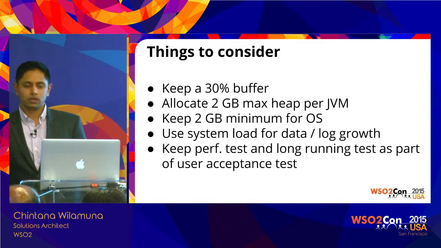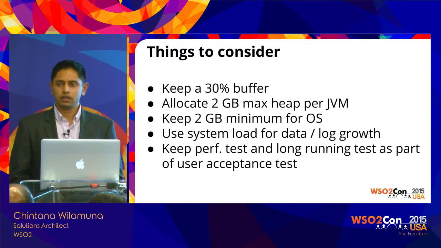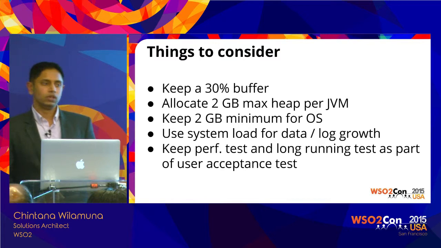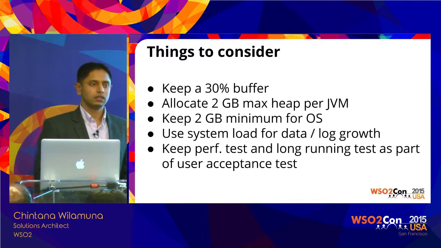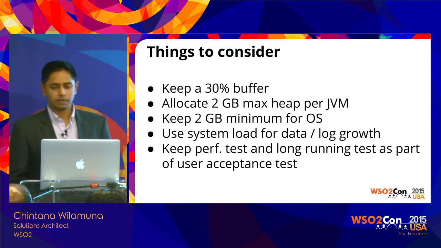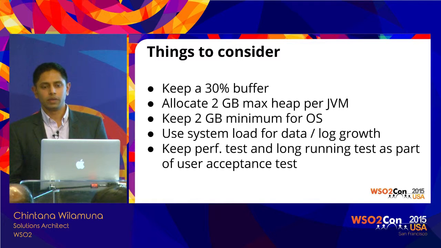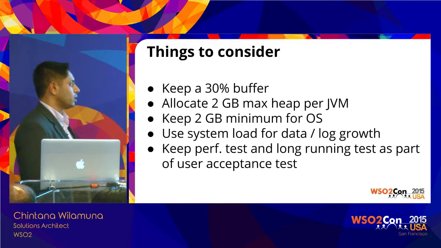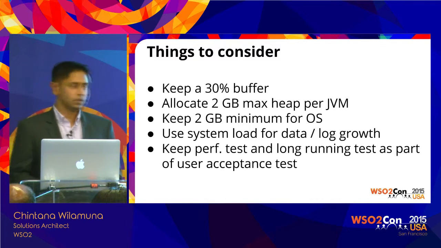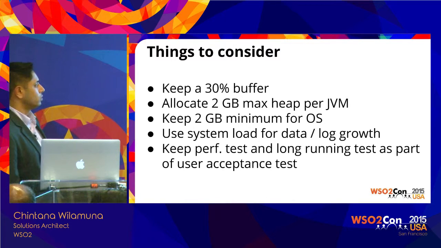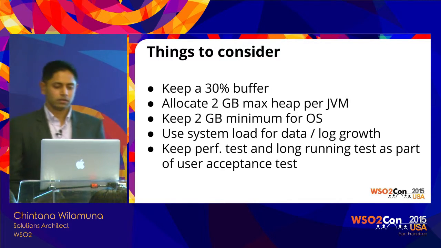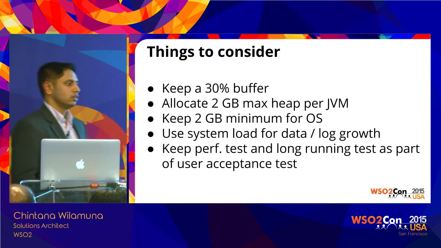And use system load for gathering data like memory usage and also disk usage. If you're logging a lot in your applications, then you need to be aware of log growth as well. The log files can grow rapidly, and then you need to configure a log rolling mechanism. And it's best to keep performance testing and long run testing as part of your user acceptance test. I know at least two customers who do this. If the performance test does not pass, they don't go into UAT, and that release is not promoted to production.